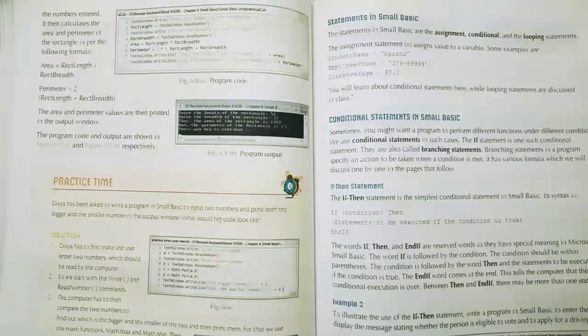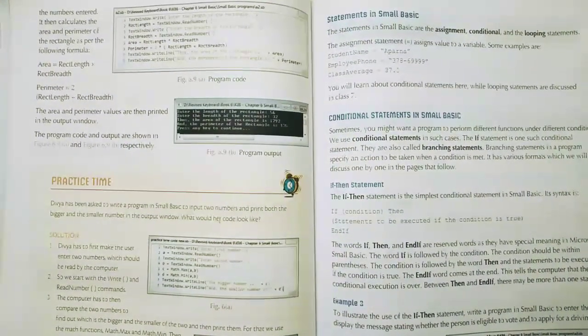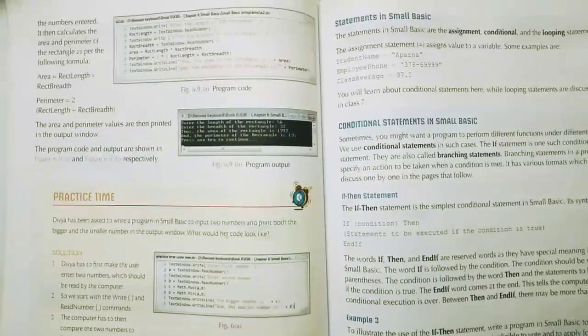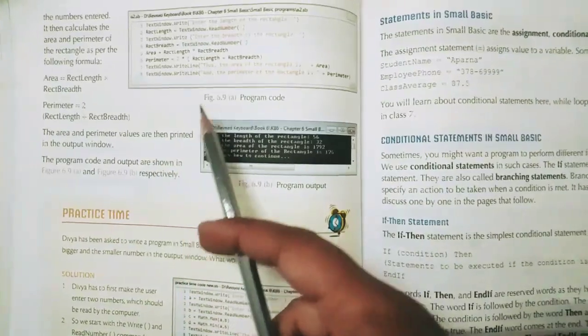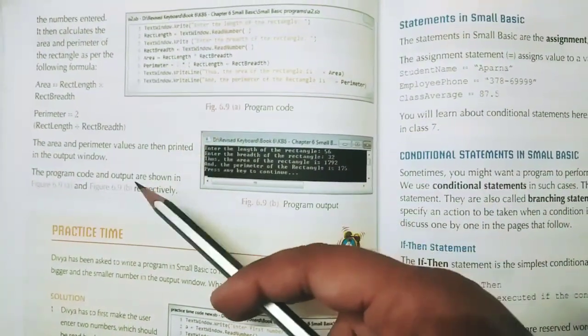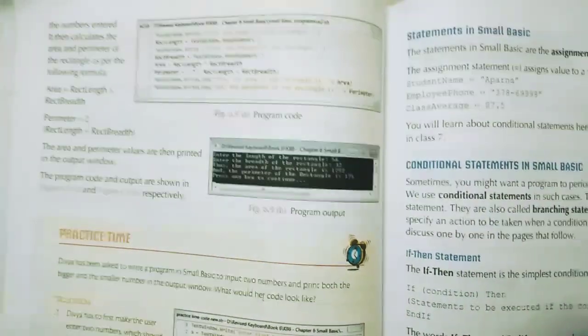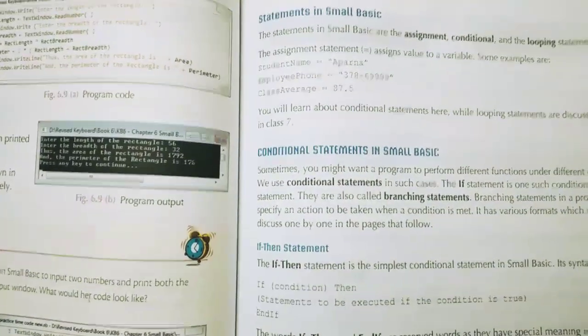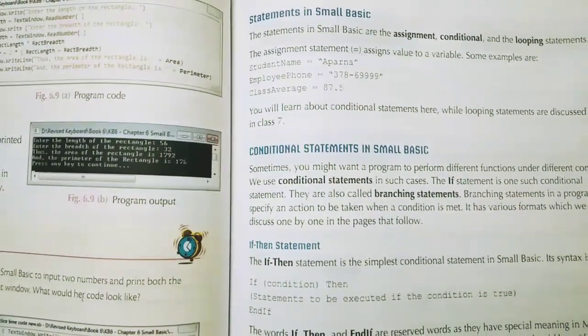Hello students, we are doing the Small Basic chapter. In the last video we have seen some examples of how to write the code, how to implement the code, what are the objects, what are the properties. All these things we have seen by this example. So today we will switch to the next topic, that is statements in Small Basic.